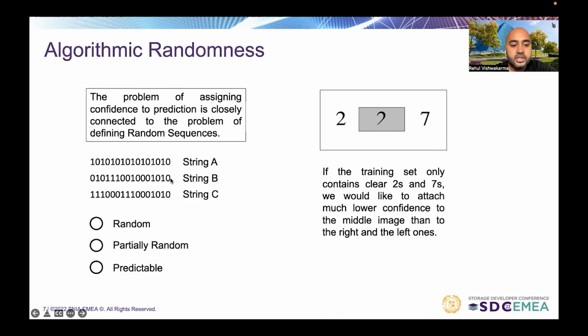But now let's think about how much random string B is compared to A and C. String C is less random compared to string B, which means string B is more random. And string A is very, very much less random compared to string B. This is the way we assign a kind of quantification of which is random, which is partially random, and which is predictable.